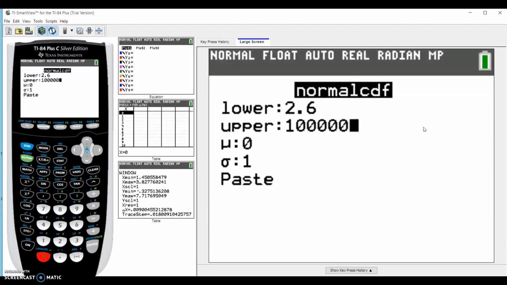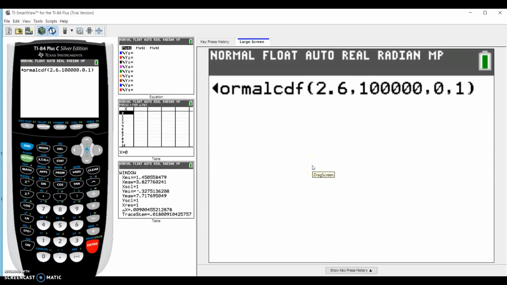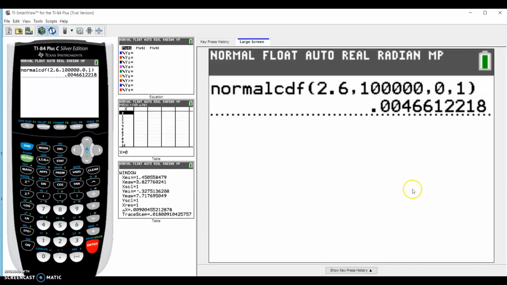If you're using a TI-83, you're going to be doing the exact same thing that I'm doing here, except you type lower bound, comma, upper bound, and then press enter. And so we get paste here, and enter. So this is telling us that 0.004 is the area in the normal distribution to the right of 2.6.